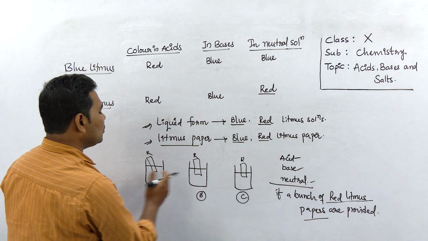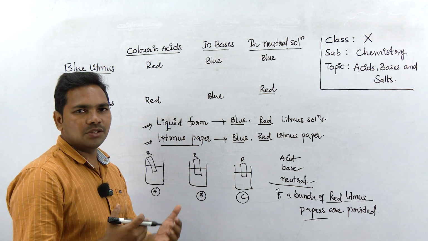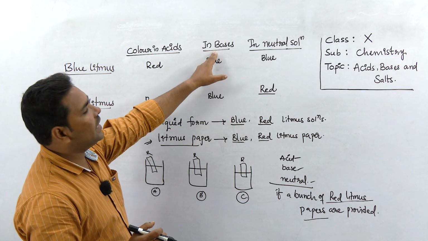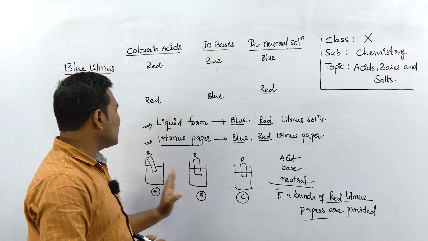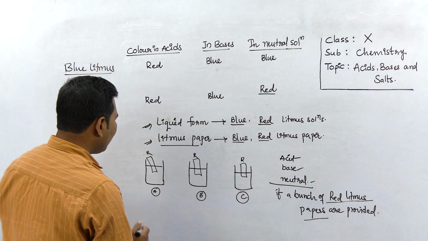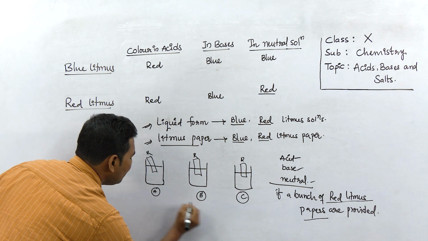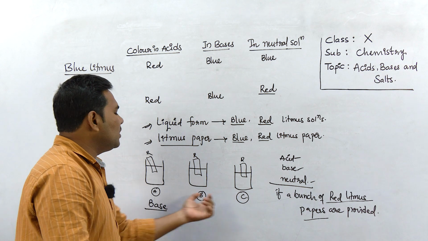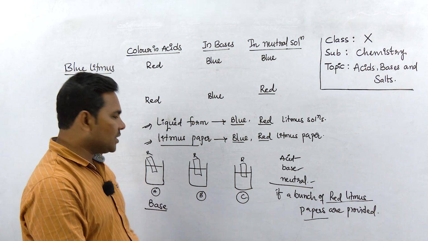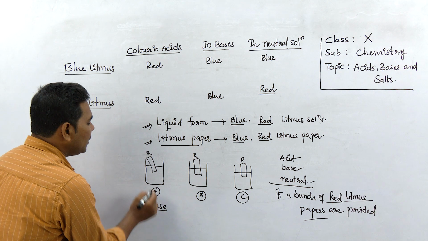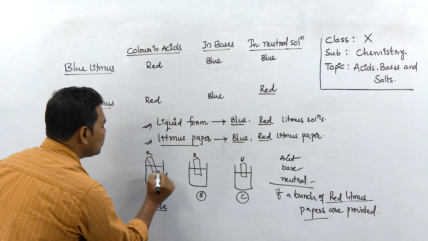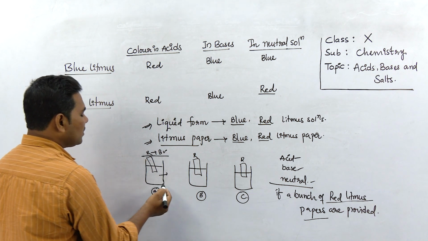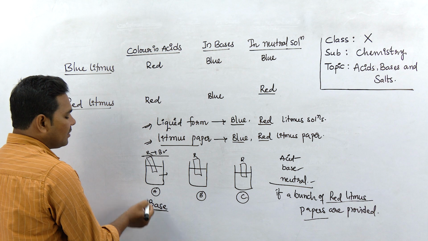Out of these three solutions, in only one solution the red litmus turns blue. What is that solution? If red litmus turns blue, we can identify the solution as a base. So out of A, B, C, one is a base. For example, let us say A is the base. It is just an assumed letter, like unknown solutions A, B, C, and we could identify solution A as a base because this solution made the red litmus turn blue. Any solution that turns red litmus blue is identified to be a base.